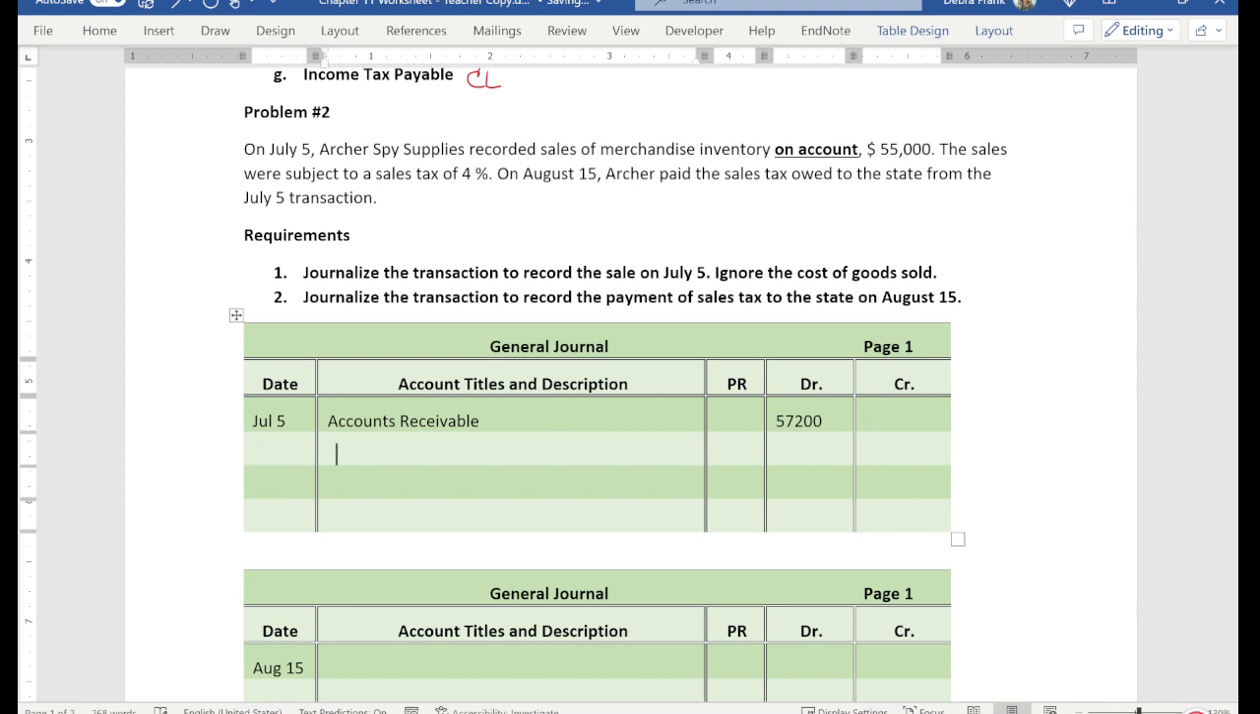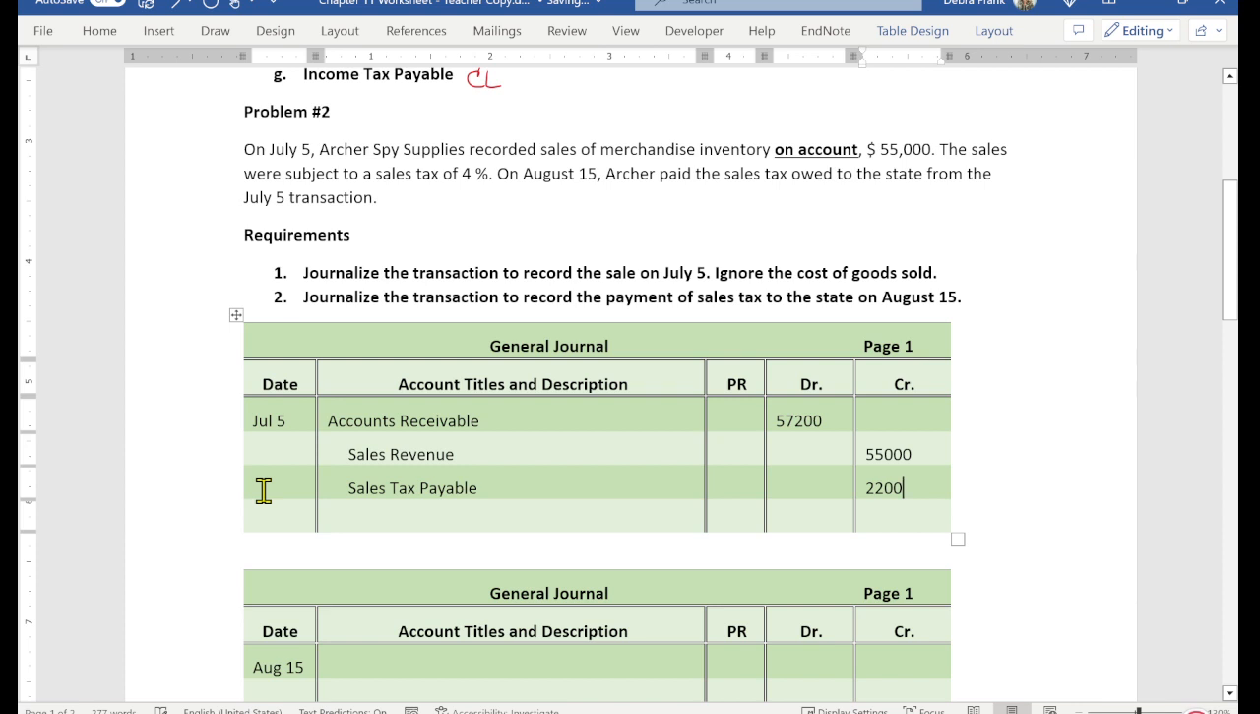And what was our sale? Well, I said that the sales tax is not part of the business's revenue, only the actual merchandise that was sold for 55,000. So that is my revenue. And then they are just the middleman. They're going to collect the sales tax, and they're going to turn it around and pay it to the state. And so Archer Spy Supplies owes the state sales tax. So that's sales tax payable, and that's for that 2,200. Not too bad.